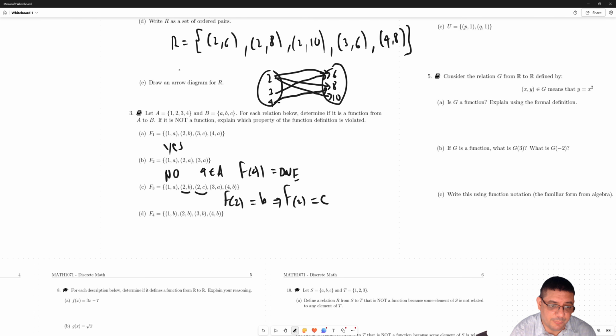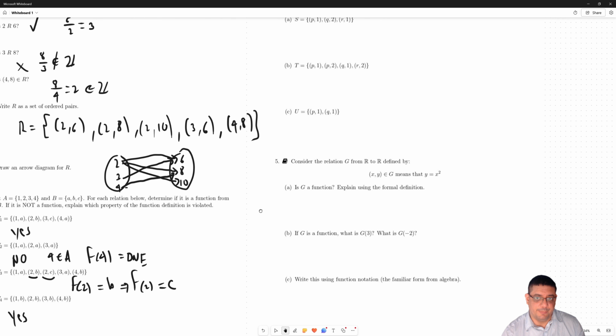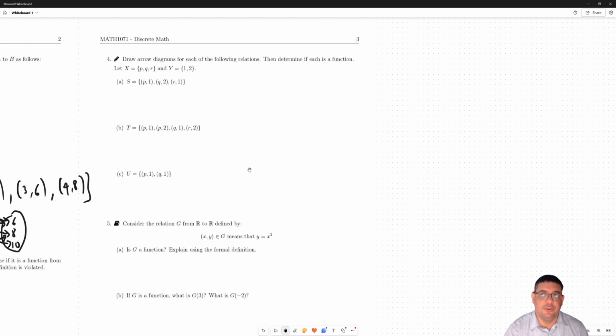For f4, notice that we have 1 going to b, 2 going to b, 3 going to b, and 4 going to b. This is a constant function, but that works. This is a function. Every input has one output, even if it's the same output. Now let's move on to question number 4.